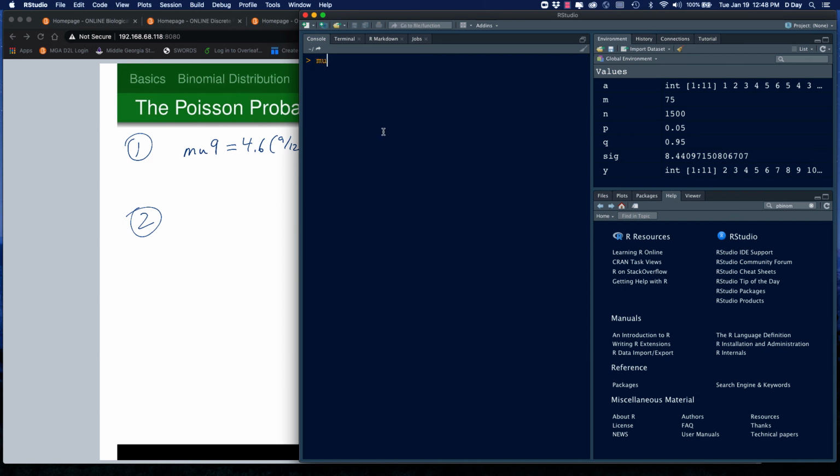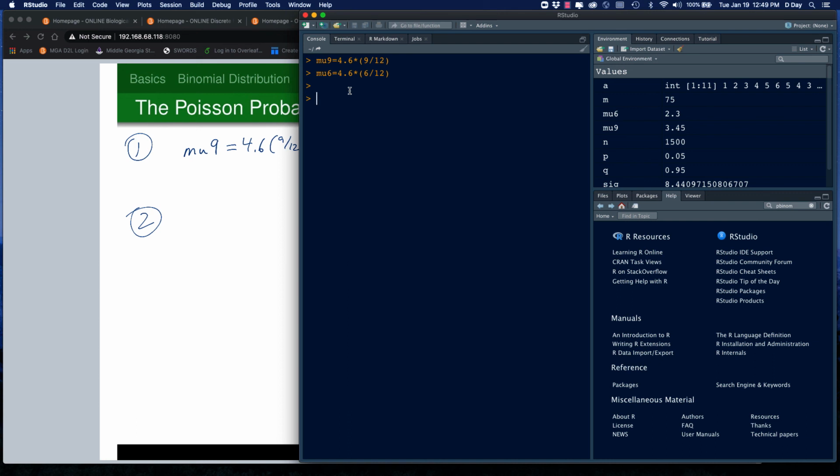So if I plug in mu9, I get 4.6 times 9 over 12, and then mu6 equals 4.6 times 6 over 12, or 0.5. And we look over there, and the mu9 and mu6 over here in our global environment show 2.3 for mu6, as I said, and 3.45 for mu9. So those are our means for those two particular time periods. Now we can use them.